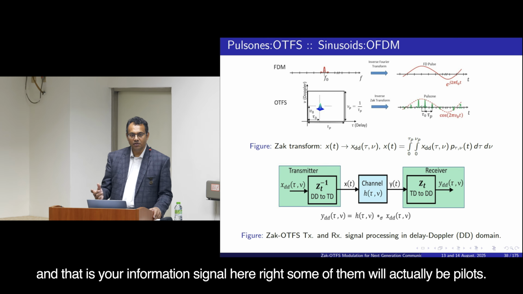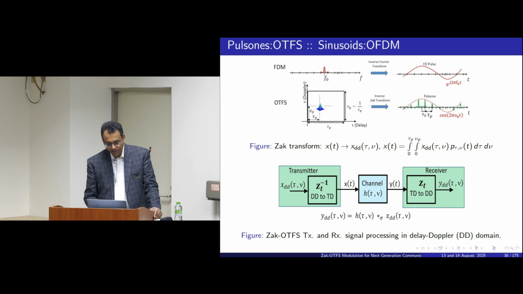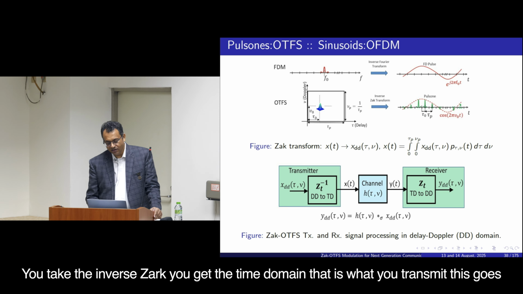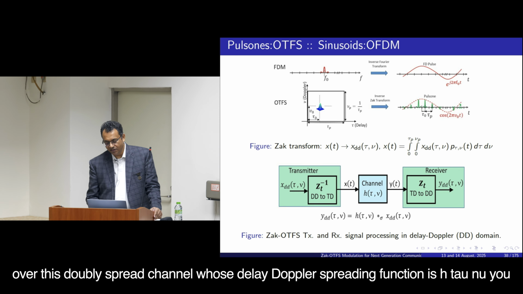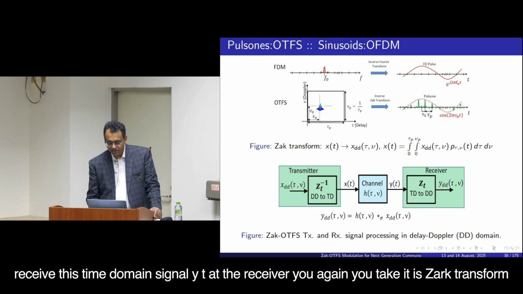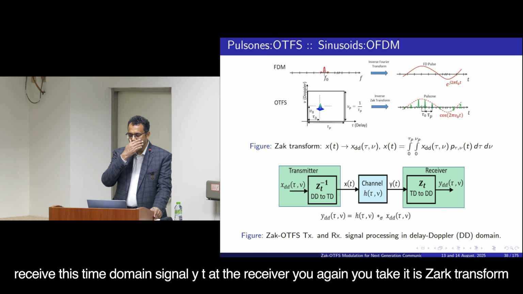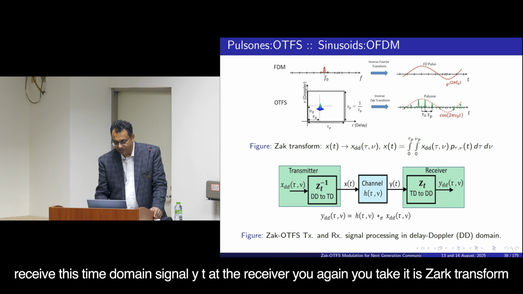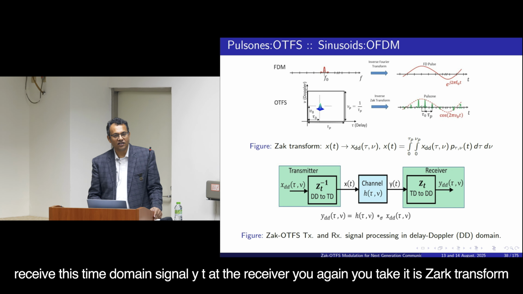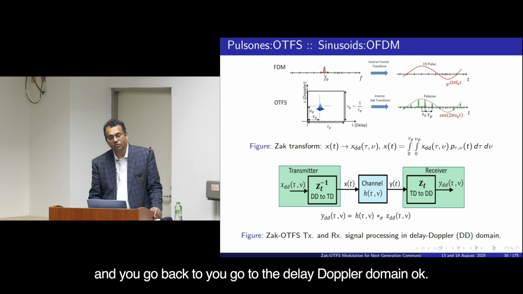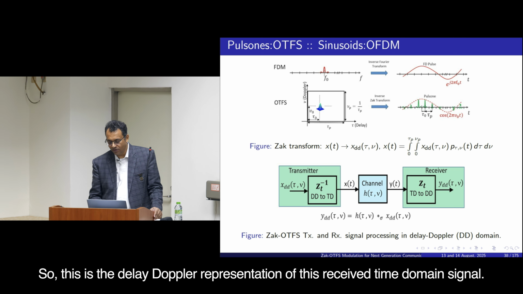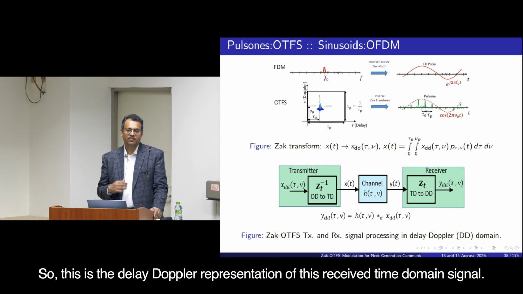Some of them will actually be pilots. You take the inverse Zak, you get the time domain, that is what you transmit. This goes over this doubly spread channel whose delay-Doppler spreading function is h tau nu. You receive this time domain signal y t at the receiver. You again take its Zak transform and you go to the delay-Doppler domain, okay. So this is the delay-Doppler representation of this received time domain signal.